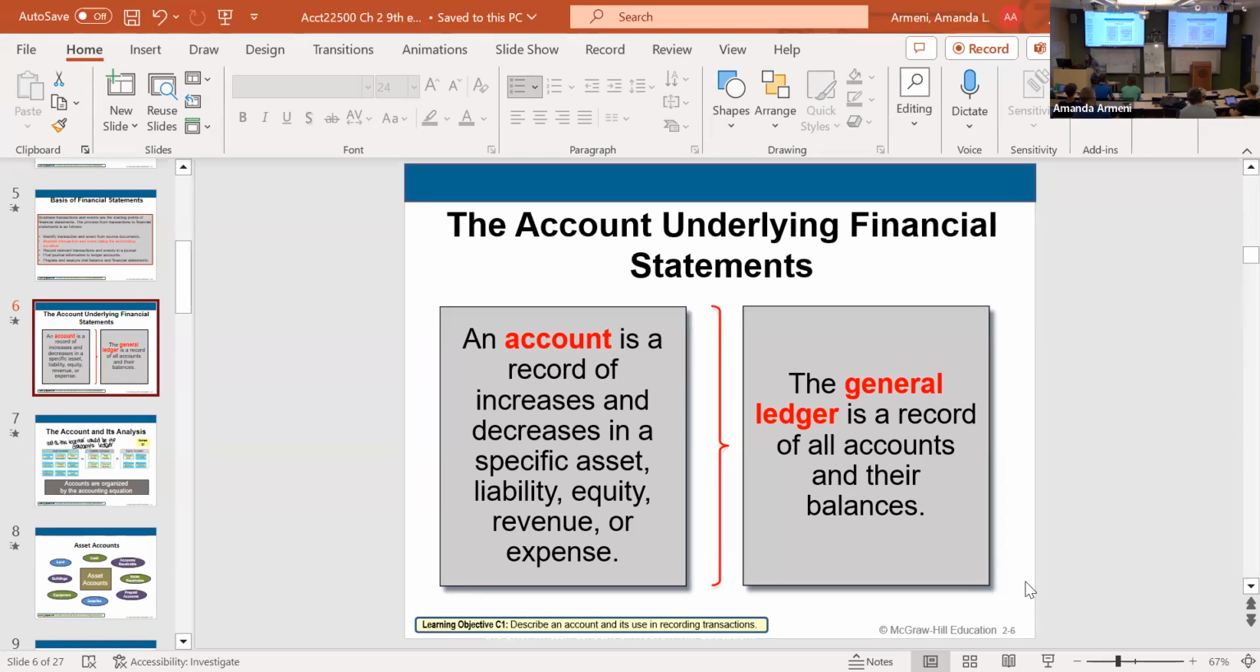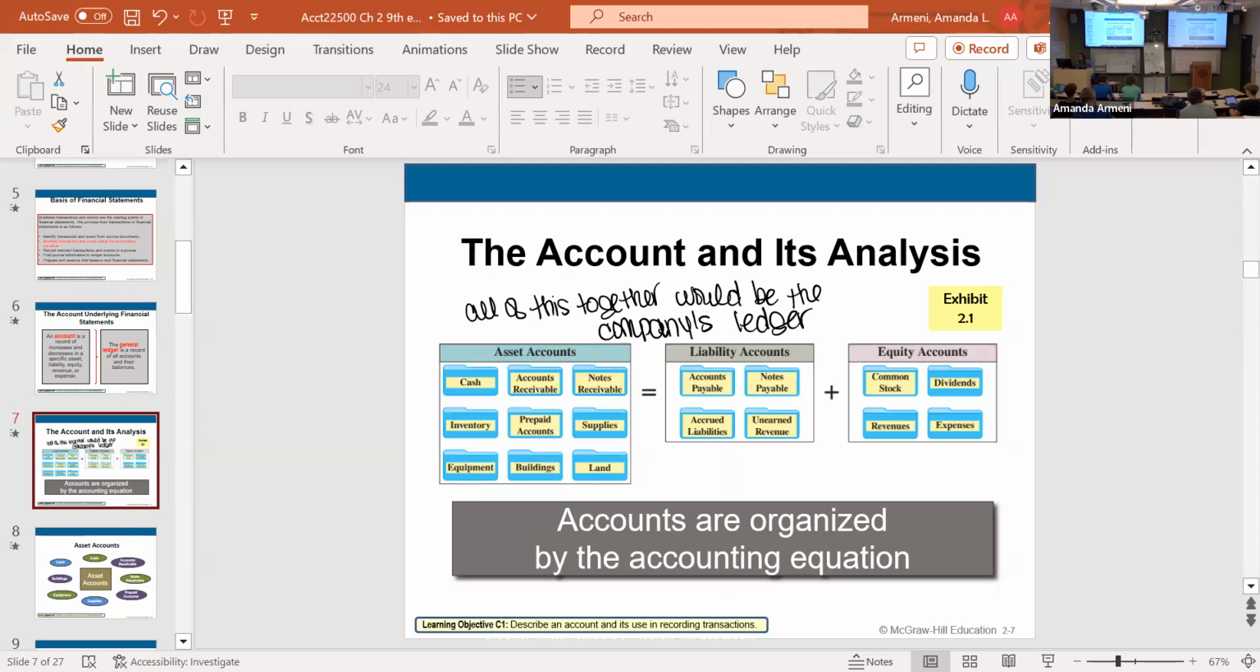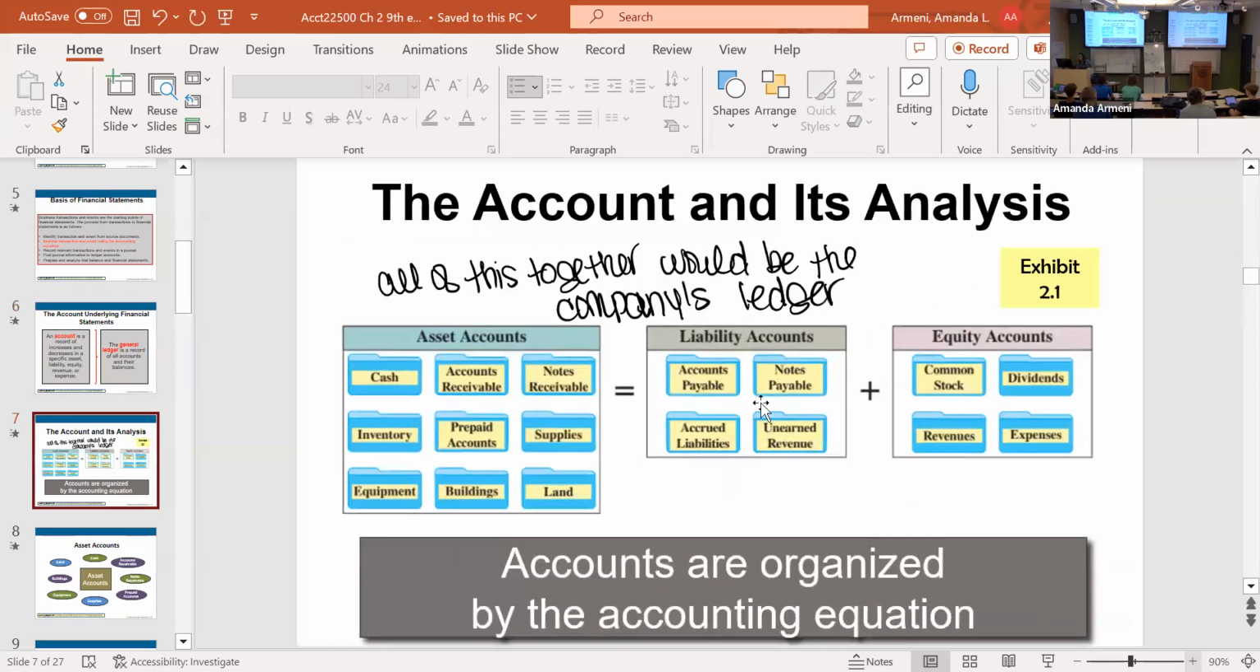So think of it, I'm a very visual person. So I think of it as, okay, there is a file folder or there is a drawer that has all the assets in it. Each asset has its own folder in the drawer. Are you with me? And in each asset's folder is a record of all of the increases and decreases to those assets. But the assets are all housed in one drawer, right? And then we have a liability drawer.